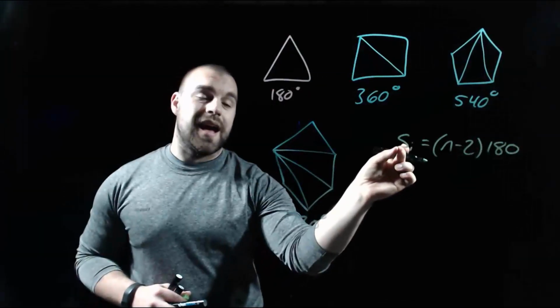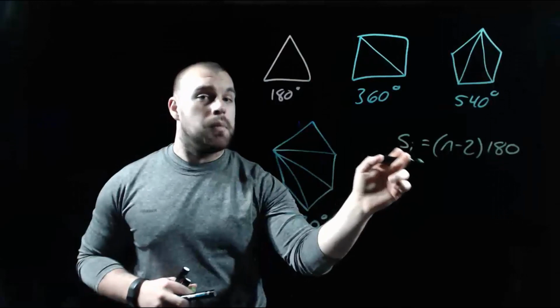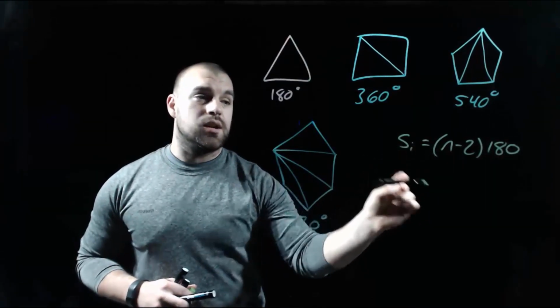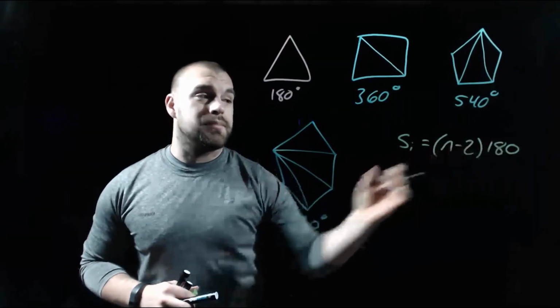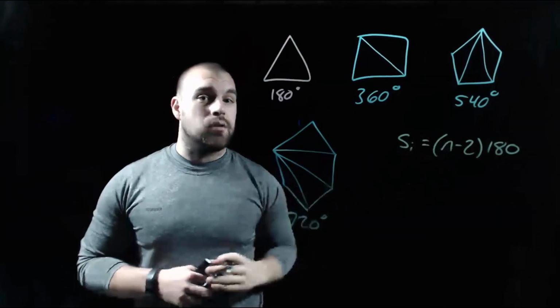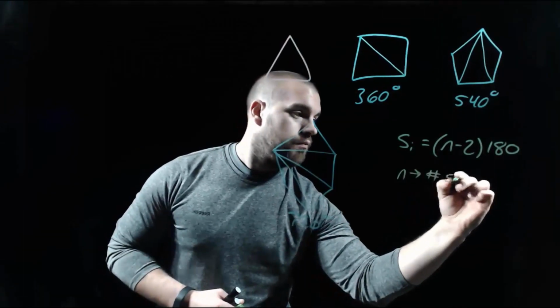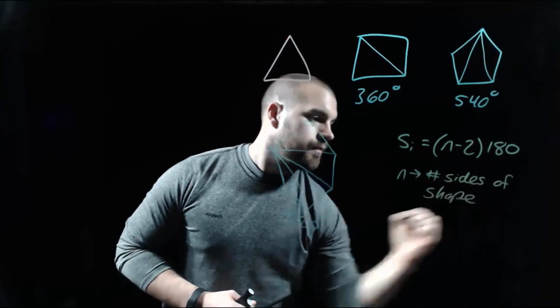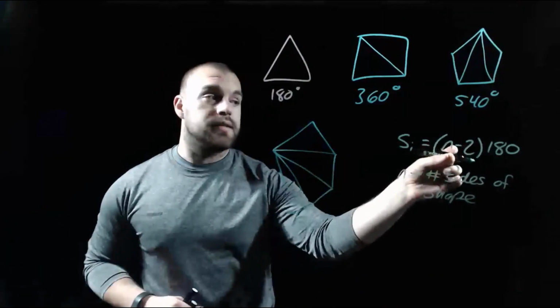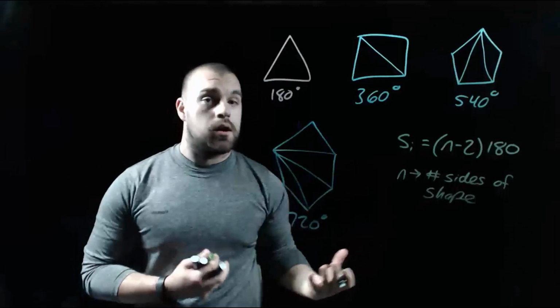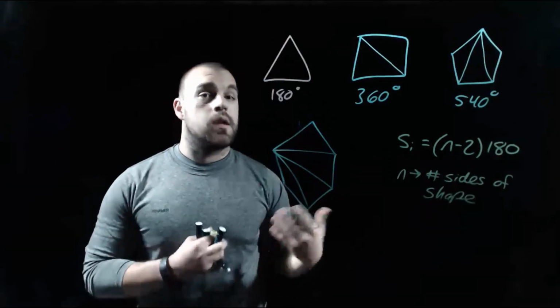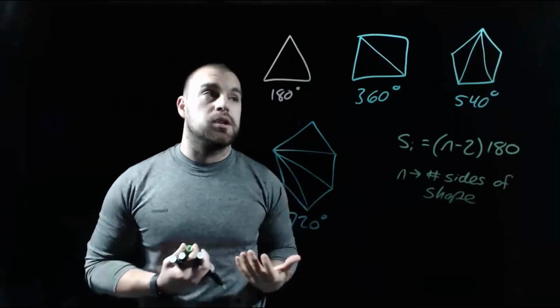Here's our formula. It's S sub I, which means the sum of the interior angles, is equal to (n minus 2) times 180. N is going to represent the number of sides that a figure has. So what we do is we take the number of sides, minus 2, and then multiply that by 180. Where that's coming from is the number of triangles that we can create from each figure.